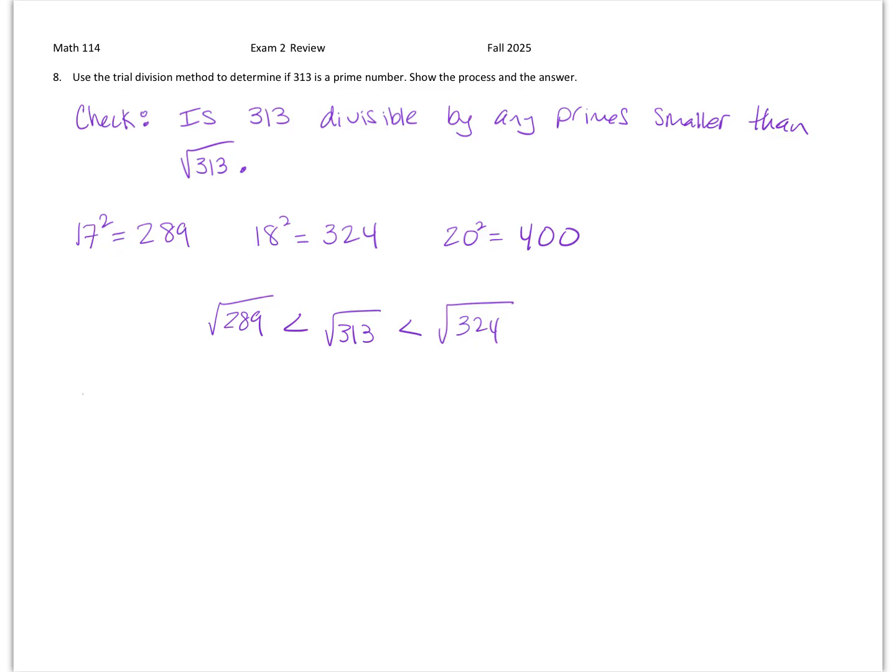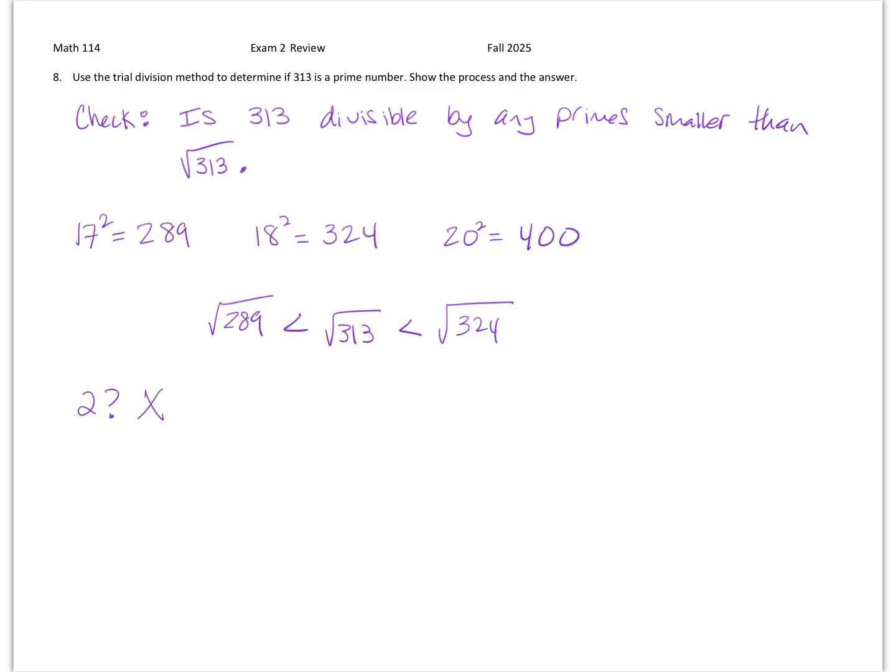So I start with 2, okay? 2 is the first prime. Is 313 divisible by 2? Nope, because 313 is not even, right? We can use the divisibility tests to help us do this quickly in some instances. So 313, it's not divisible by 2 because it does not end in 0, 2, 4, 6, or 8.